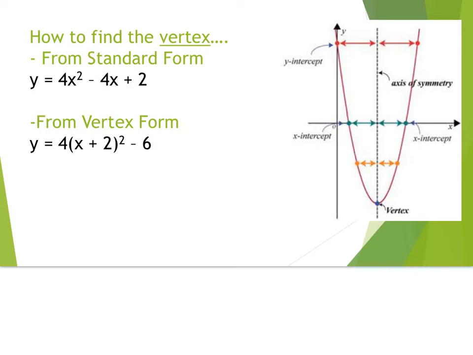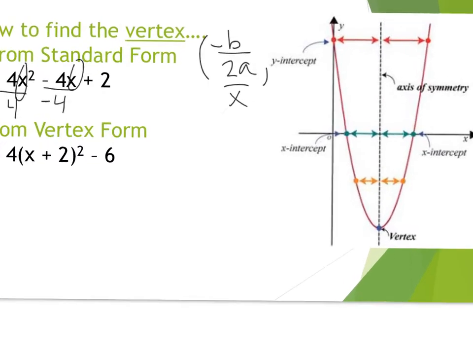So to find the vertex from standard form, you need to use a formula to get the x-coordinate: opposite b over 2a. In this case, a would be 4 and b would be negative 4. So you're going to plug b and a into this formula, and once you get this number, this is your x value, so you're going to plug in x to get your y value.